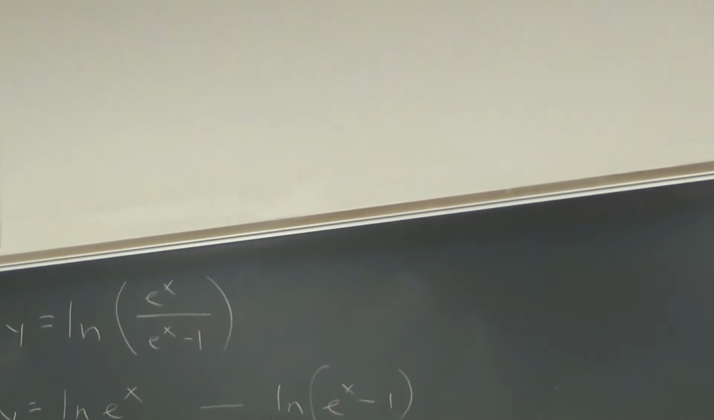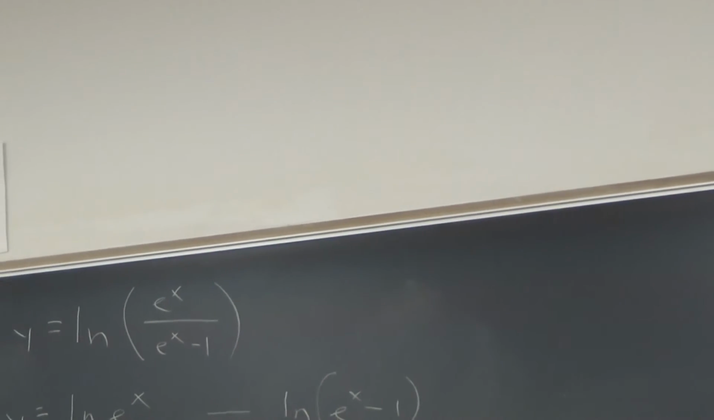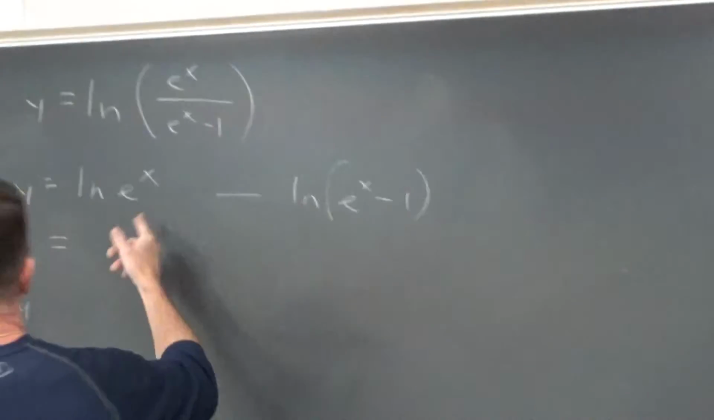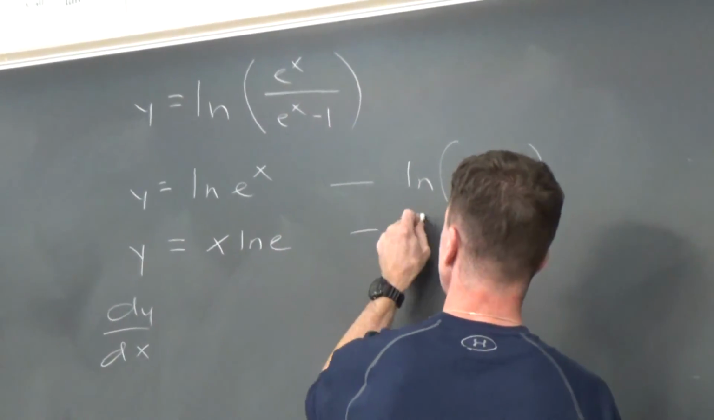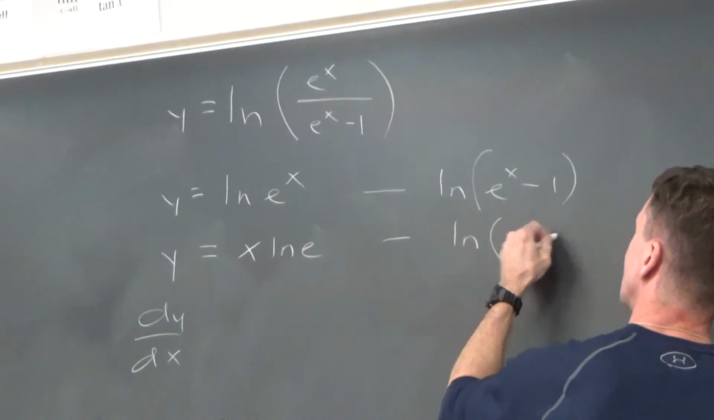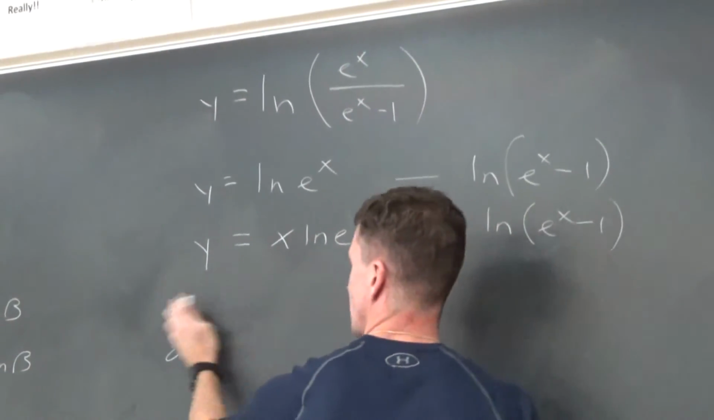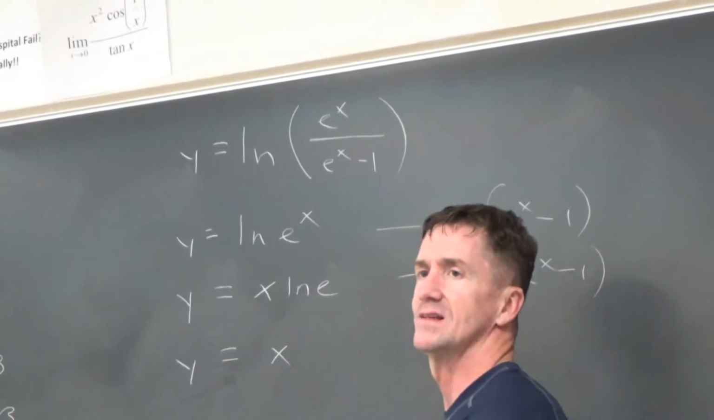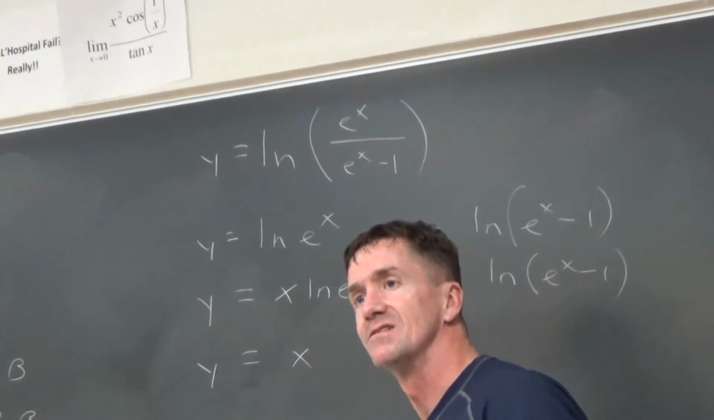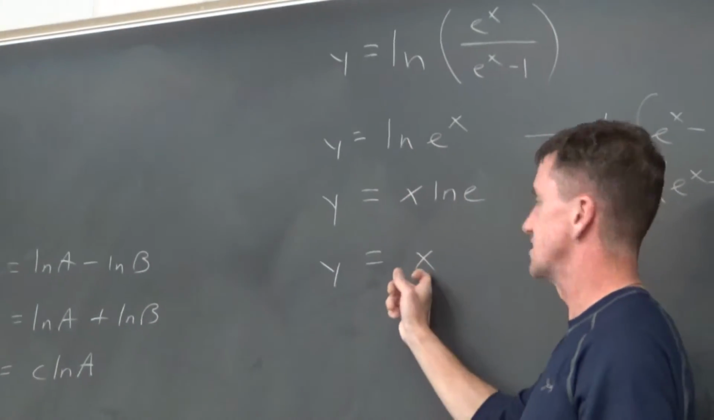So let's go over here. Can I move that power? Everyone's like, yep. Move that x to the front of ln of e. Before I do the derivative, what's the natural log of e? 1. So before I even start, that's just x. The natural log of e is 1. The natural log of e to the x is just x.